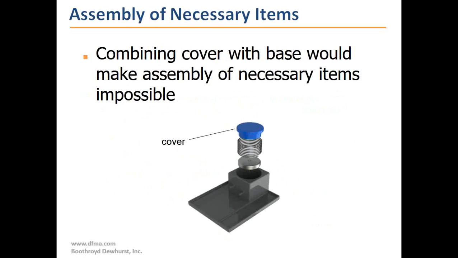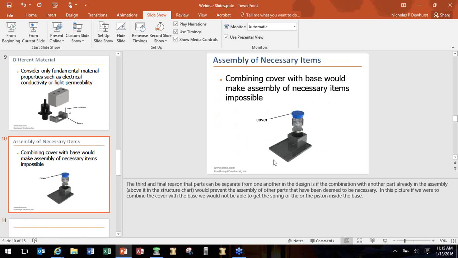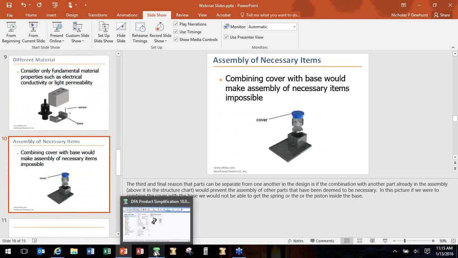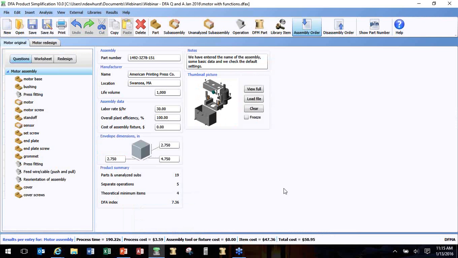So hopefully that was a good overview for some of you and helped you understand a little bit more about what we're trying to get you to accomplish when we ask you those minimum part criteria questions. Again, it is the key to the design for assembly analysis process.